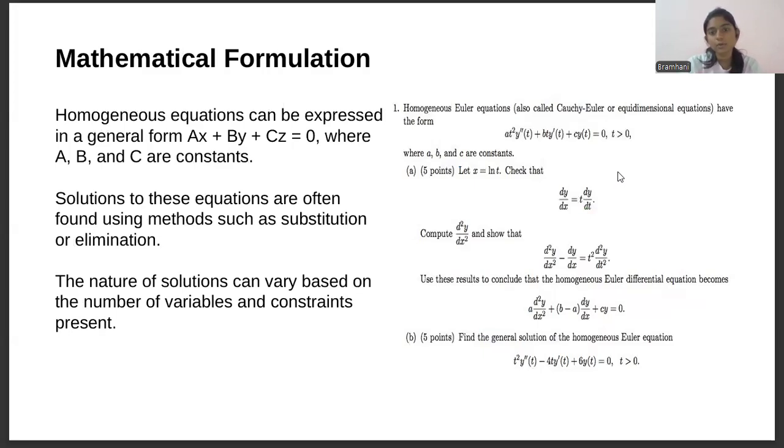For the mathematical formulation, as given below in the picture, homogeneous equations can be expressed in the general form ax plus by plus cz equals 0, where a, b, c are constants. This is the general equation of a homogeneous equation. Solutions of these equations are often found using methods such as substitution or elimination. The nature of solutions can vary based on the number of variables and constants present.